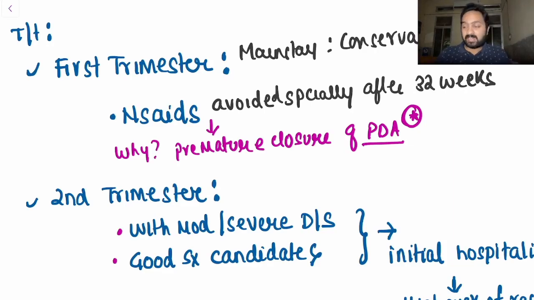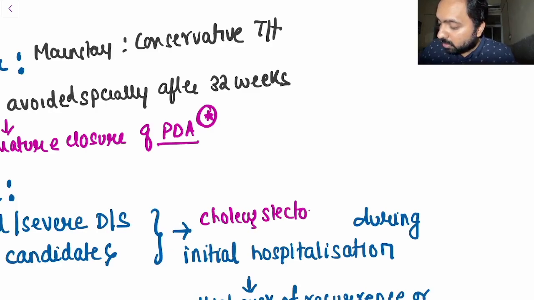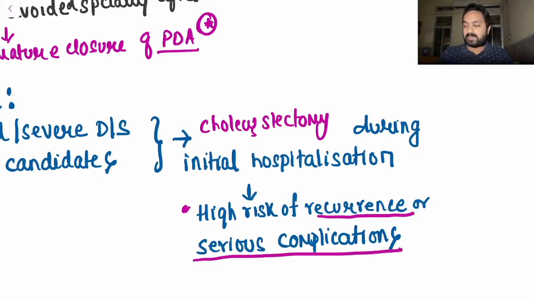Now, in case of the second trimester with moderate or severe disease and patients who are generally good surgical candidates, what we do is a cholecystectomy. This is done during the initial hospitalization. Why? Because of the high risk of recurrence or serious complications subsequently.